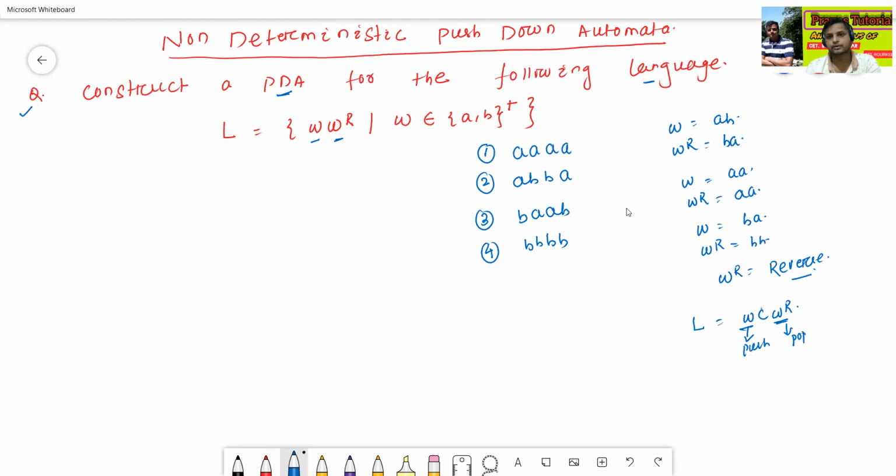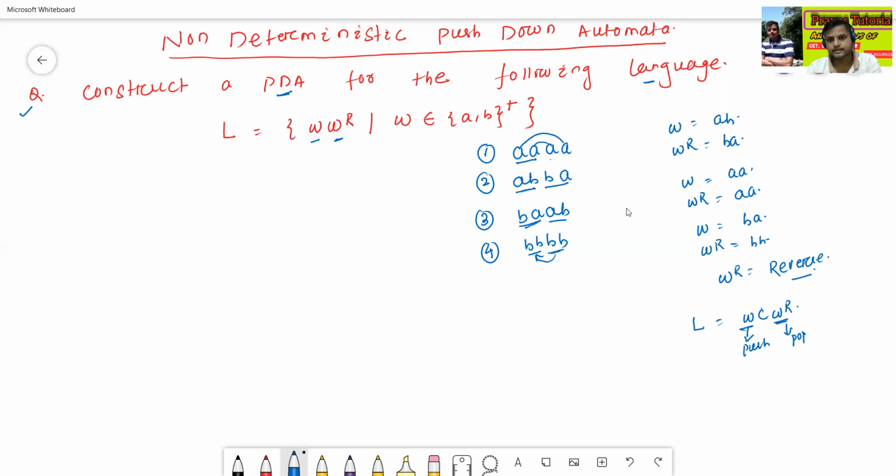Okay, so now we'll see here. AA means push, and this A will pop this one. AB means push, BA means push, BB means push. So this BA will pop this AB, this AB will pop this BA, and this BB will pop this BB. In this way, we can construct. Now we'll construct the transitions.